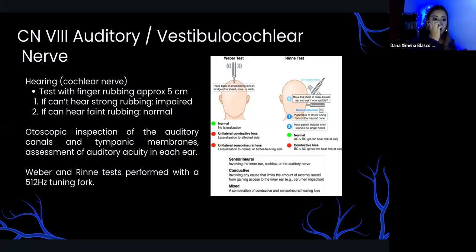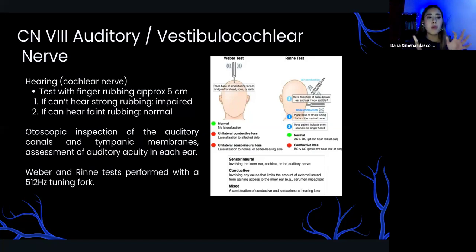Then we're going to have an otoscopic inspection of the auditory canals and tympanic membranes, and assessment of auditory acuity in each ear. Also, that's really important. And we can also use the Weber and Rinne tests.